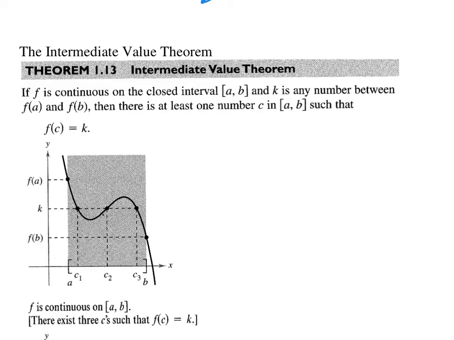Now, here's what the intermediate value theorem says. If k is any number between f of A and f of B, so notice we're talking about y coordinates here.